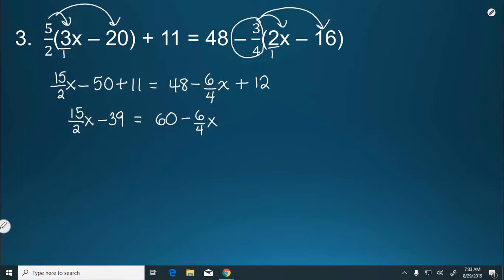All right, now right away, maybe you notice, well, 6/4 can be simplified. Let's change that. If I divide both 6 and 4 by 2, I get 3 halves instead. And that will make this easier to combine. So now I can put my x's together. It makes more sense to add 3 halves to 15 halves than to subtract 15 halves from negative 3 halves. So I'm going to add 3 halves x to both sides.